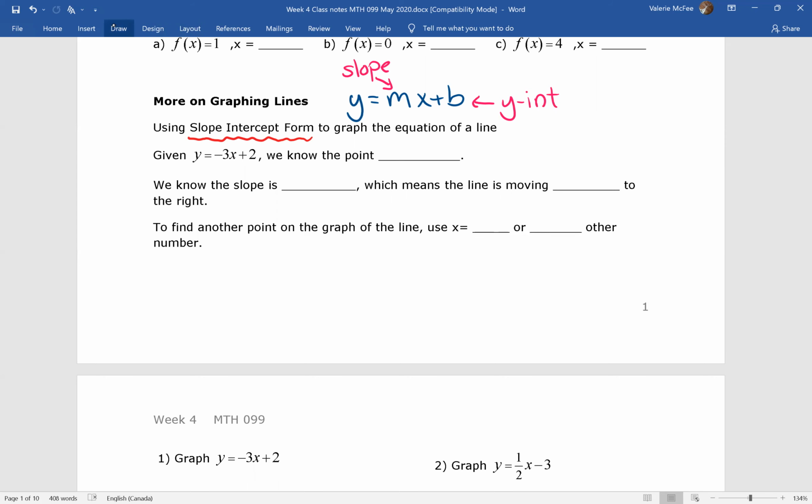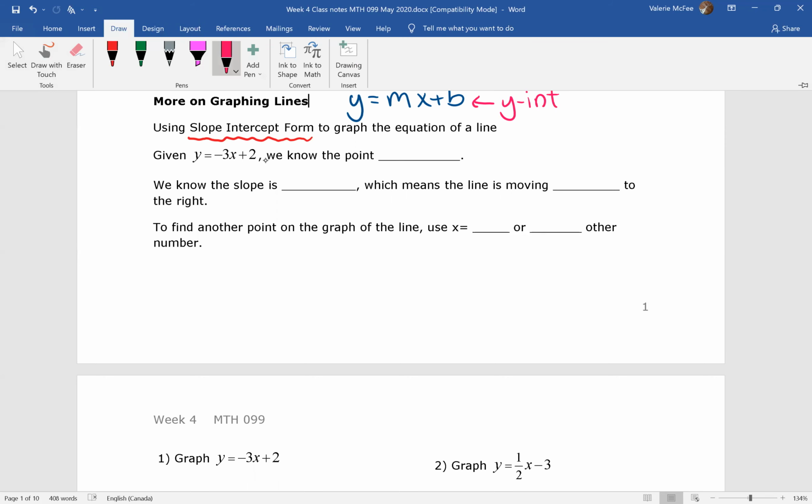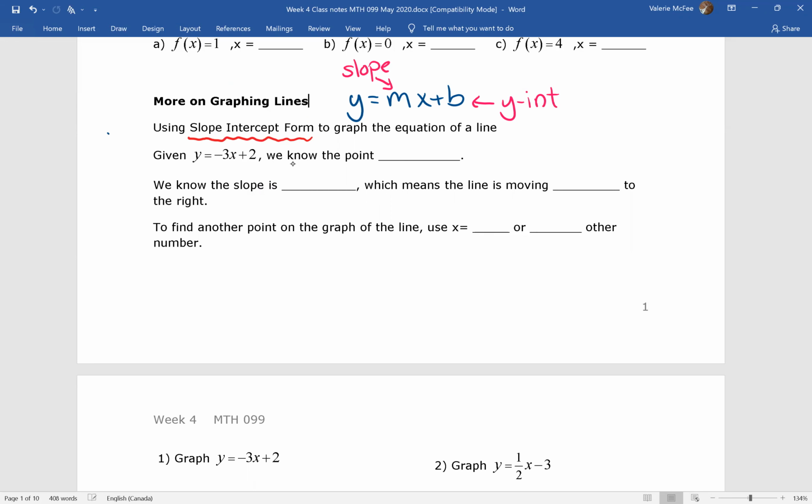So knowing that then, we know one point on the line. What is it? Yeah, it's the y-intercept. It's that ordered pair where x is 0 and y is 2. We know the slope. The slope is m, -3.